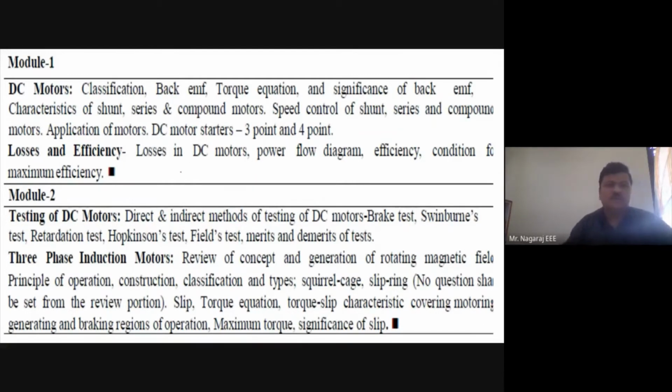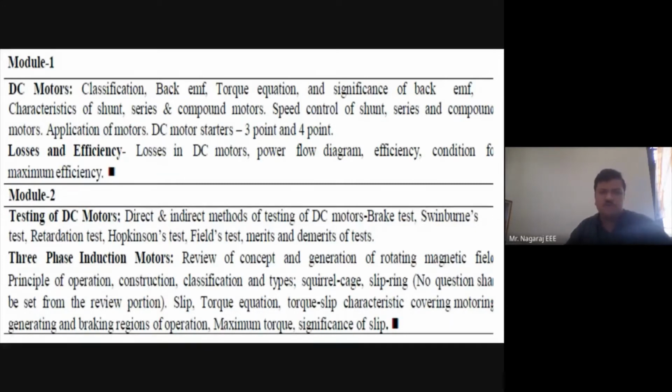In the first class, when we look into DC motors, in the first module, we will study about the DC motors, its technical aspects like back EMF, what is the torque produced, what is the significance of back EMF, various types of motors, what are their characteristics, and application of each motor, along with that starters. We have already used the 3-point starter in our lab. There is one more, the 4-point starter, that we'll look into.